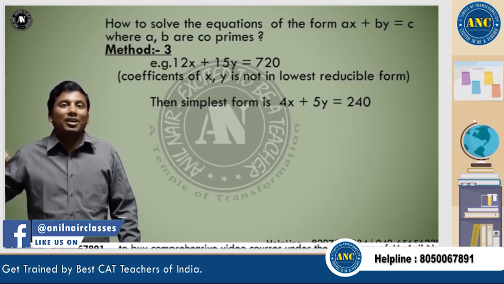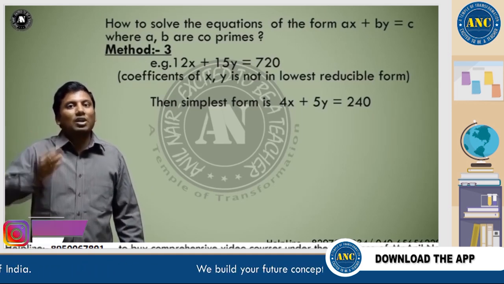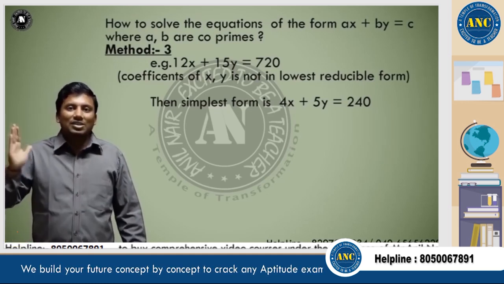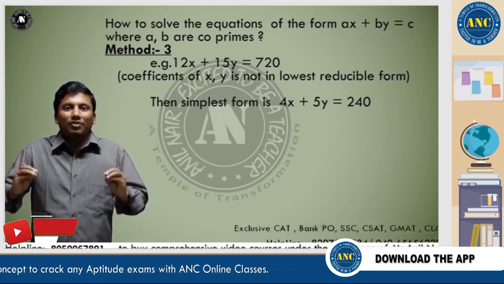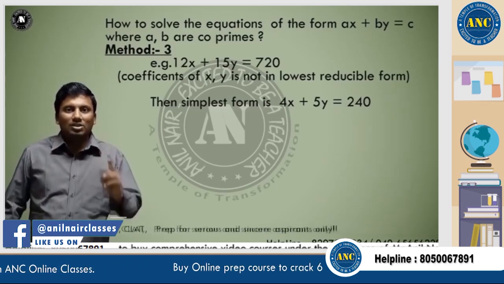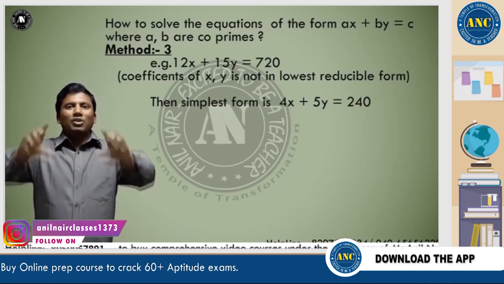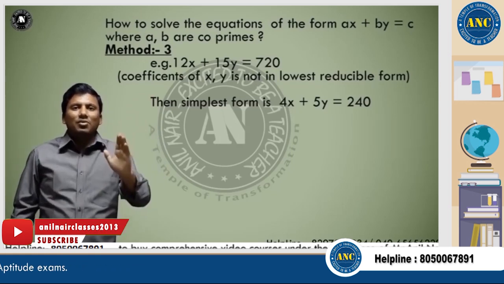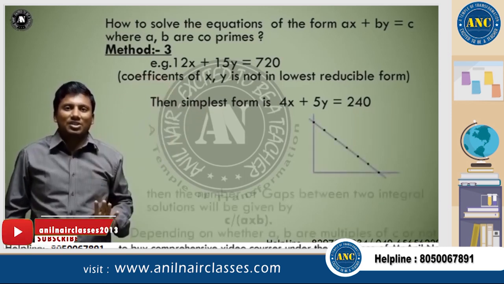12x + 15y = 720. 12 and 15 can be simplified further, into 3 fours are and 3 fives are. So 12x + 15y, that equation is not in its simplest form. Simplest form means the coefficients of x and y should be co-prime to each other. Two numbers are said to be co-primes if their HCF is 1. So whenever you get an equation of the form ax + by = c, this equation is nothing but a straight line which does not pass through the origin.